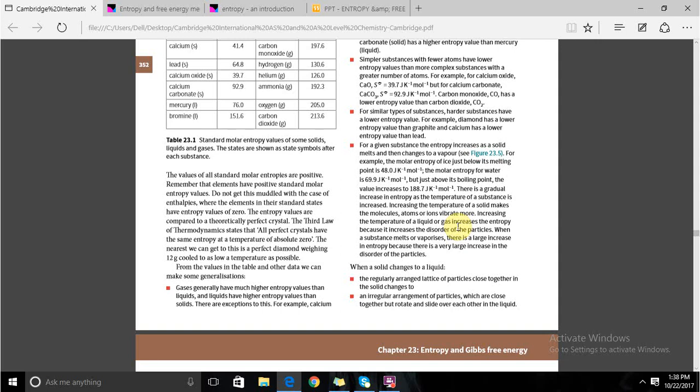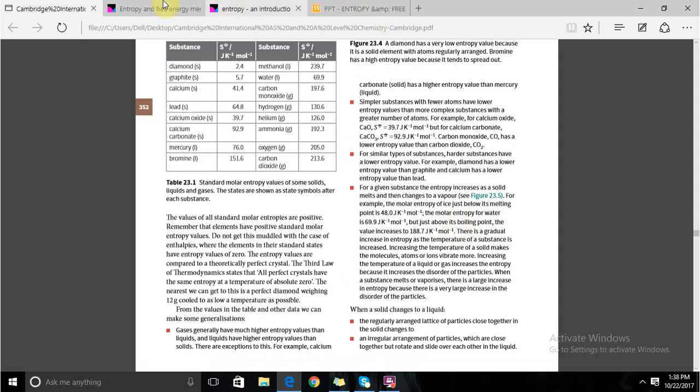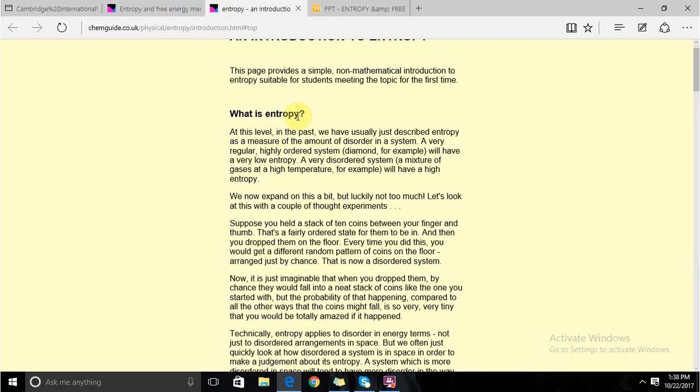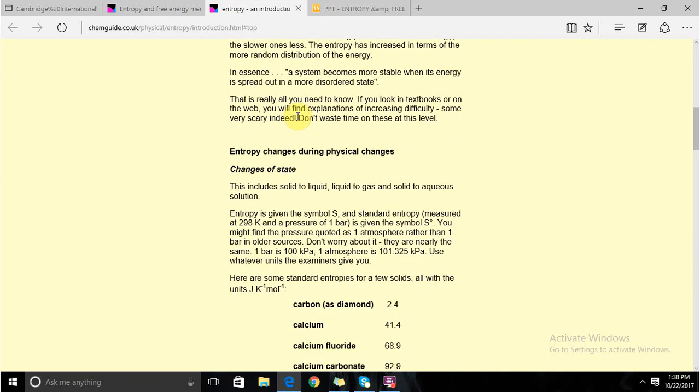Right, again let's move on to the Chem Guide page. Might be helpful. Change of state includes solid to liquid, liquid to gas, and solid to aqueous. And this is something we didn't mention previously, the solid to aqueous part. Entropy is given the symbol capital S. Standard entropy is measured at 298 Kelvin and 1 bar, which is basically equivalent to 101 kilopascal, and is given the symbol S0.